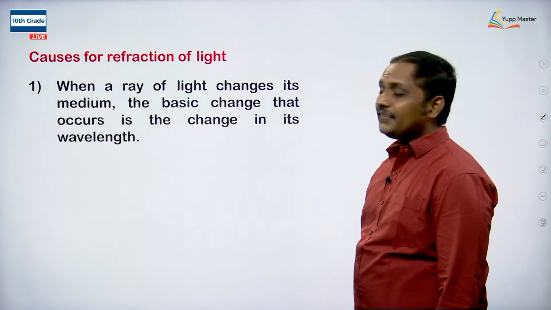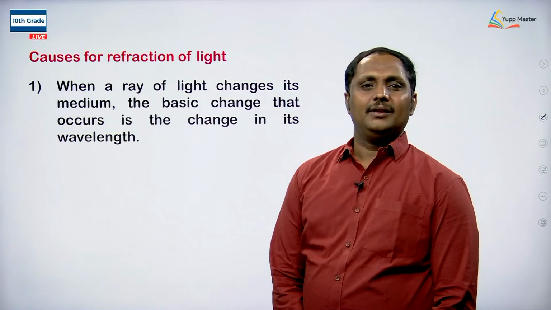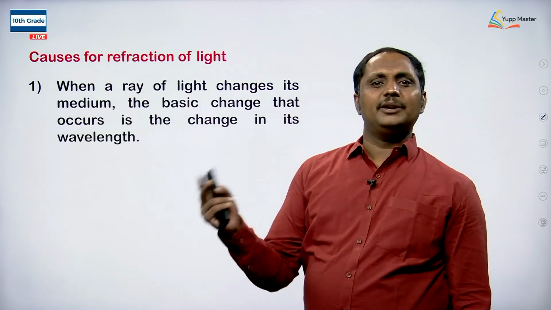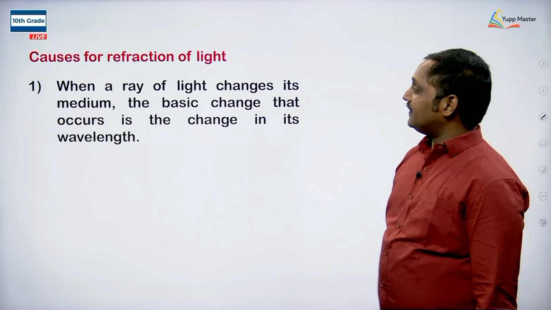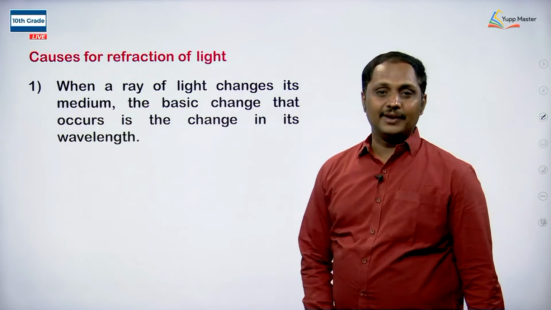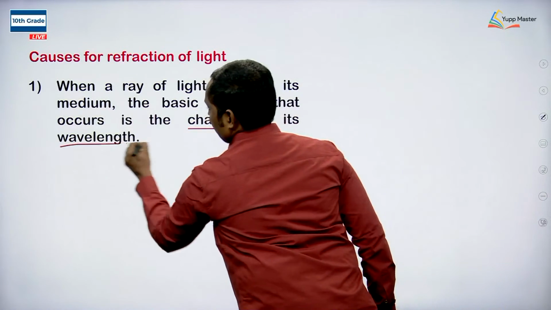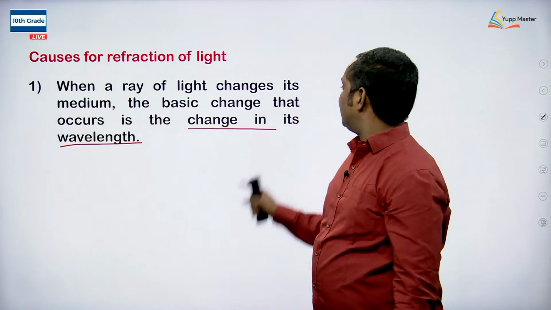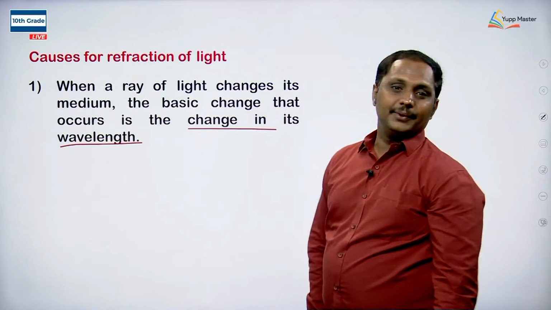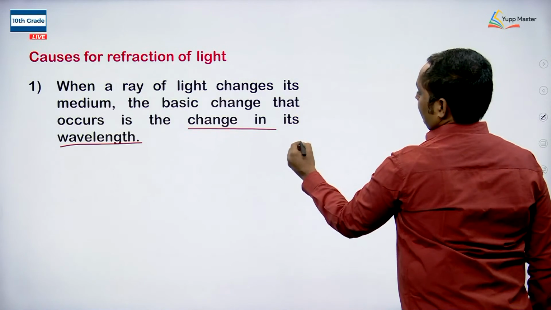So, causes for refraction: what happened, why does refraction take place? Whenever light enters from one medium to another medium, what happens? So, you have to see that. The basic change that occurs is the change in wavelength. When a ray of light changes its medium, the basic change occurs in its wavelength. We will discuss it, it is very clear.